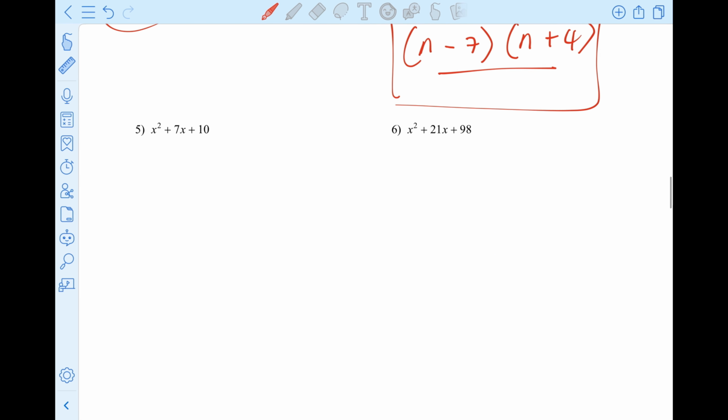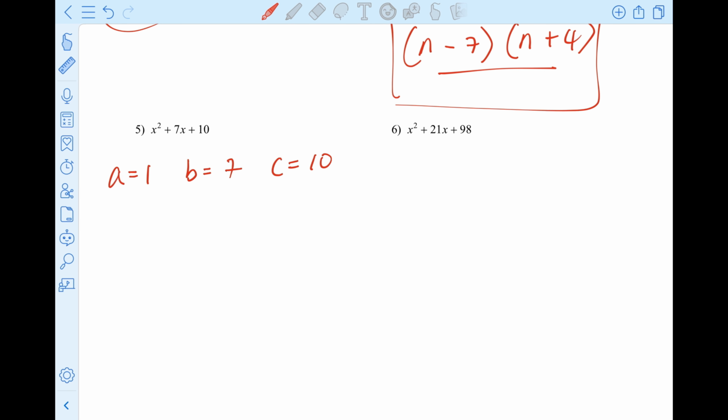Let's look at this one. If you notice, I threw two positive ones in there. Listen, when you see positive, happy, happy, happy. A is equal to 1, B is equal to 7, C is equal to 10.